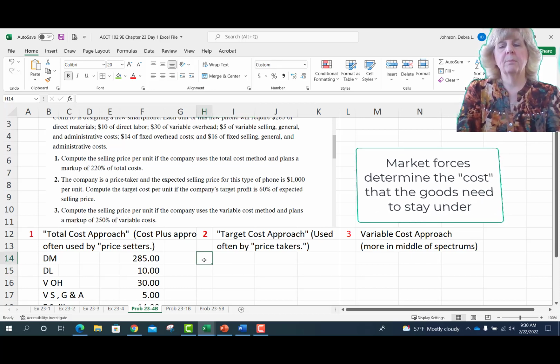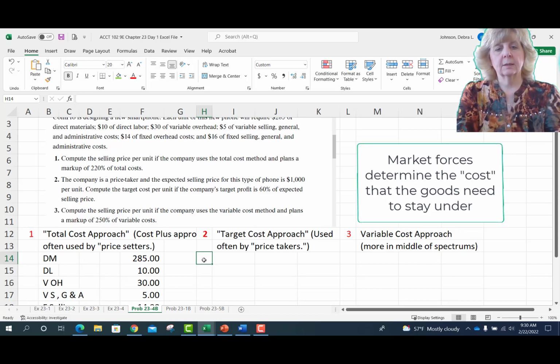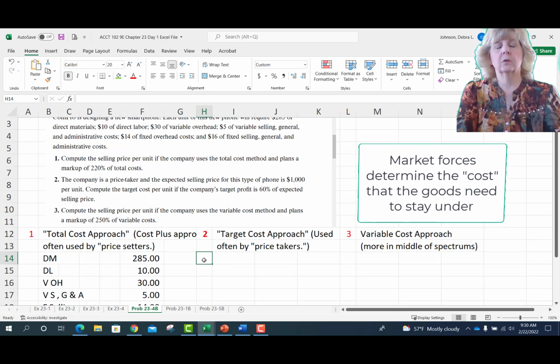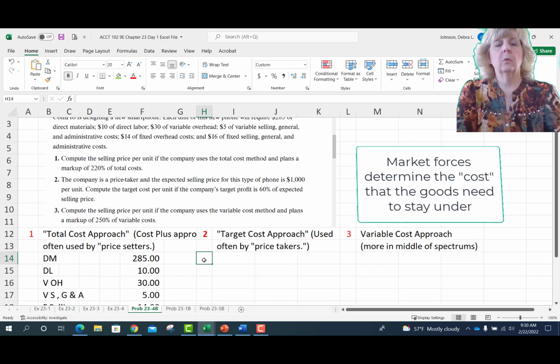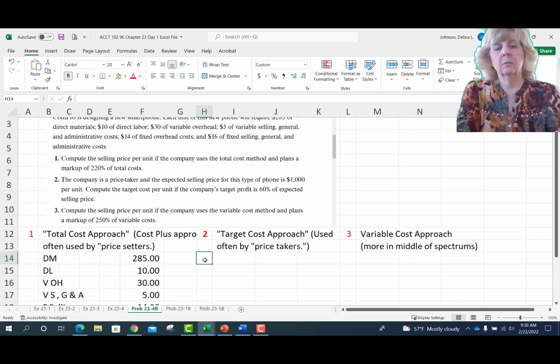And so it's almost a backwards approach, starting at the estimated selling price and then backing out what our target profit is, and coming up with a so-called cost that we need to work really hard to keep our product under. Many times this requires cost-cutting measures. Many times it requires lean principles of manufacturing. So again, they mentioned that the company is a price taker, and the expected selling price, which is usually dictated pretty much by the market, is $1,000.